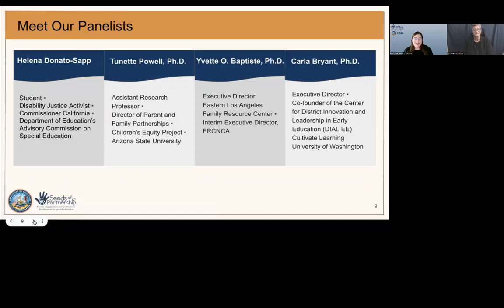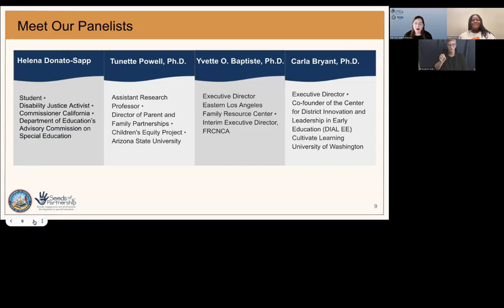So now I'd like to take a moment to introduce today's speakers and invite them to join us as we introduce them. I'll start with our first two, and then Senta will introduce the remaining two. So it's my pleasure to introduce Helena Donato Sapp. She's a junior at Orange County School of Arts. She is a globally award-winning disability justice activist.